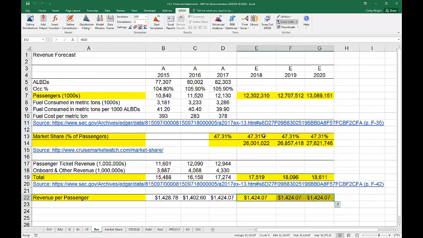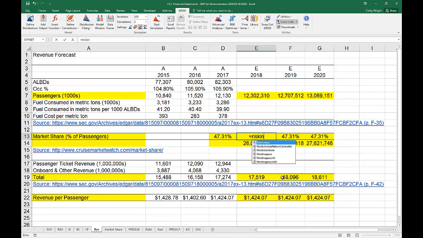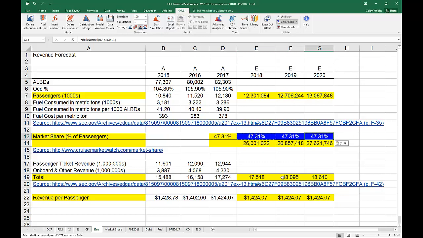We might do the same thing with revenue. We might come back here and say, well, I don't know if I can trust that my market share is actually going to be 47%. So maybe we replace this with a RiskNormal distribution. 0.4731 will be our average, but maybe we'll give it a 1% standard deviation. So what does that mean? 3 standard deviations below, 3 standard deviations above. That means back of the envelope, our range is going to be between like 44% and 50%. So we do that, and we do it for all 3 of these years.